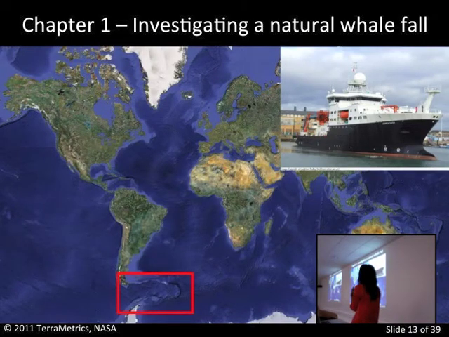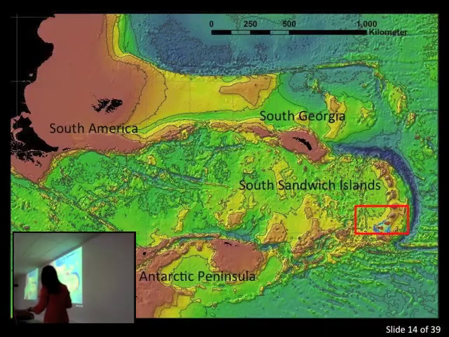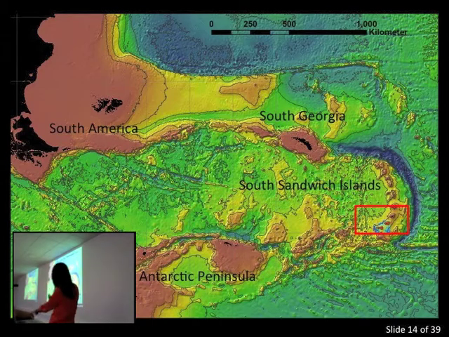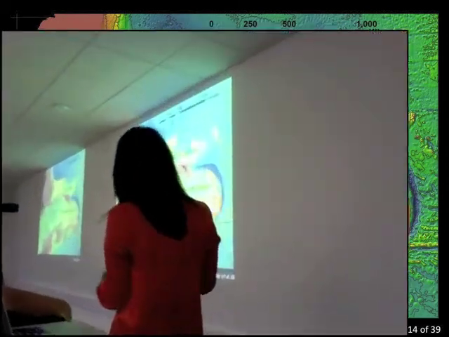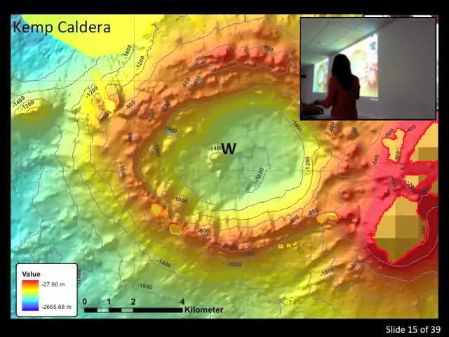So, moving on to my work. The first chapter of my PhD was investigating a natural whale fall in the Southern Ocean down here. That was done using the James Cook. On her 42nd voyage, she went down to the East Scotia Ridge here as part of the ChEsSo project, which is the chemosynthetic ecosystems of the Southern Ocean project. And she was actually looking for hydrothermal vents down there.